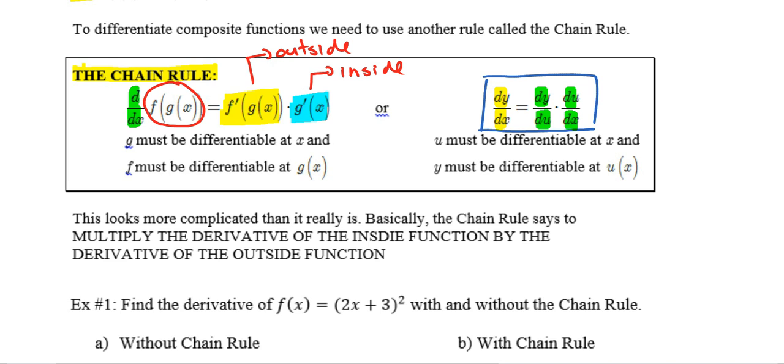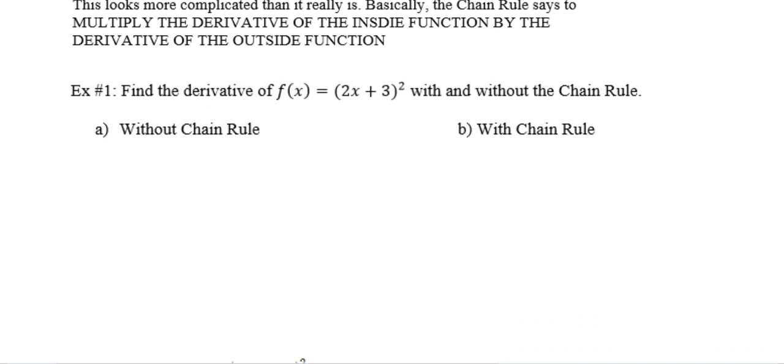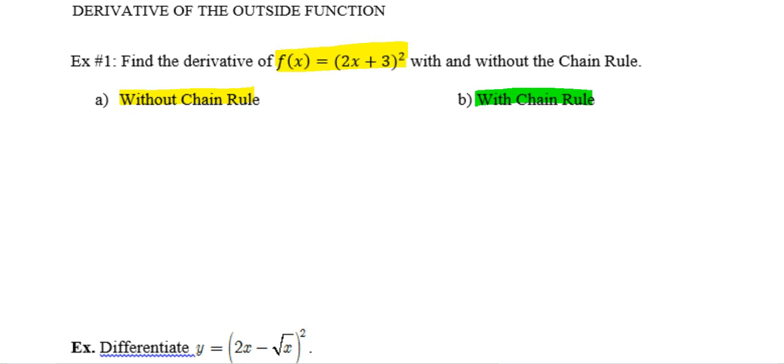So let's jump into the chain rule by looking at a simple example first. If I have f of x equals (2x plus 3) all to the power 2, I'm going to take the derivative of f of x without using the chain rule, and I'm also going to find its derivative by using the chain rule. Okay, so here we go. Here's a good review question to start off today's lesson.